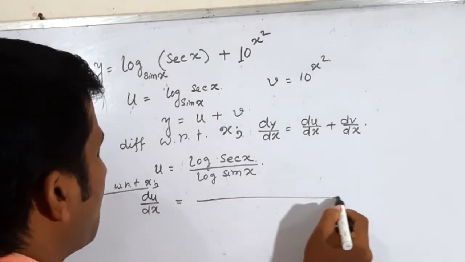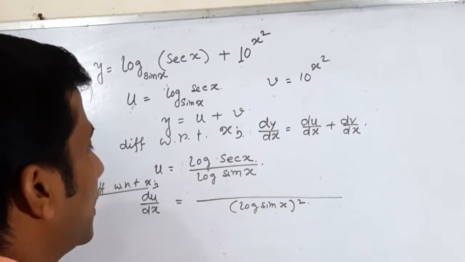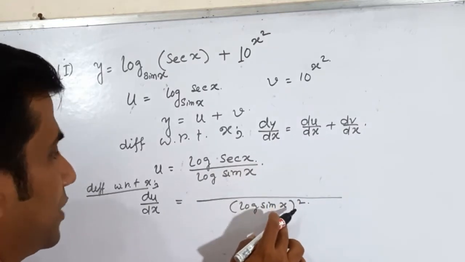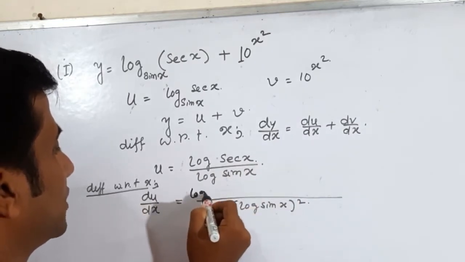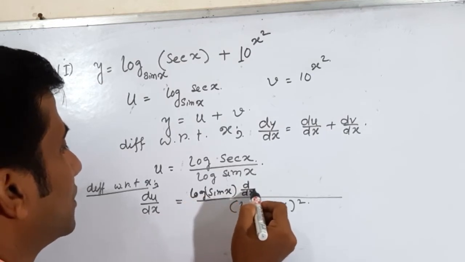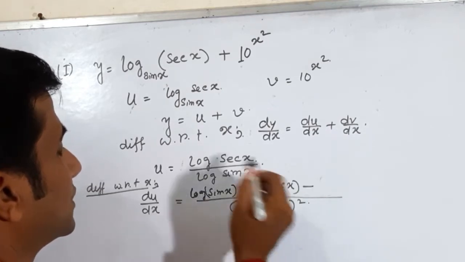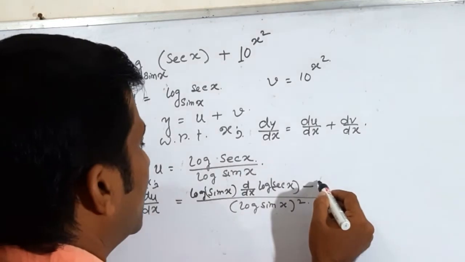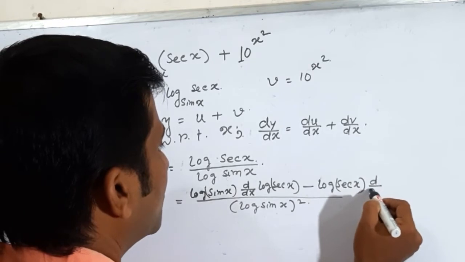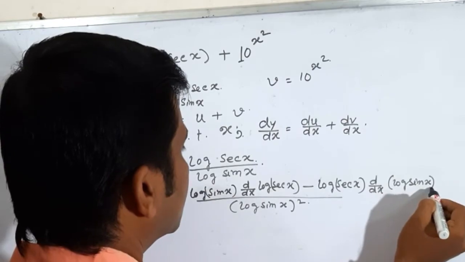du/dx is equal to log sin x squared, by the u by v method. That means this is v square. V means log sin x into d/dx of log sec x, minus u means log sec x into d/dx of log sin x.